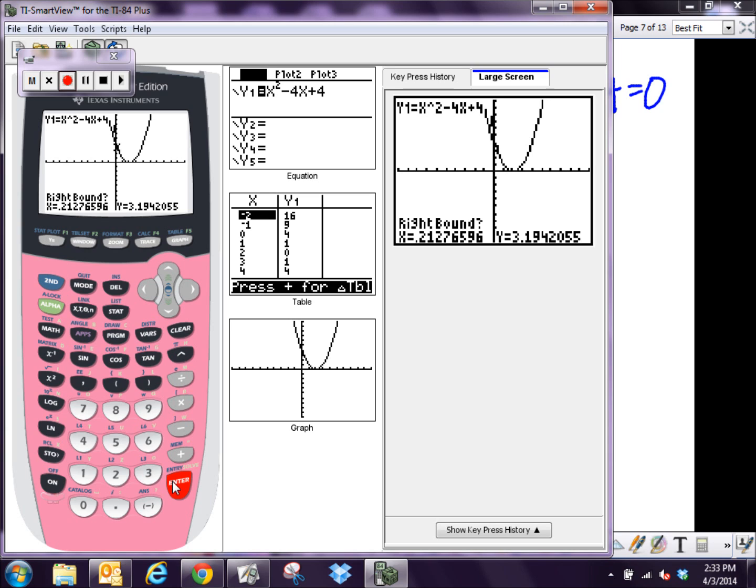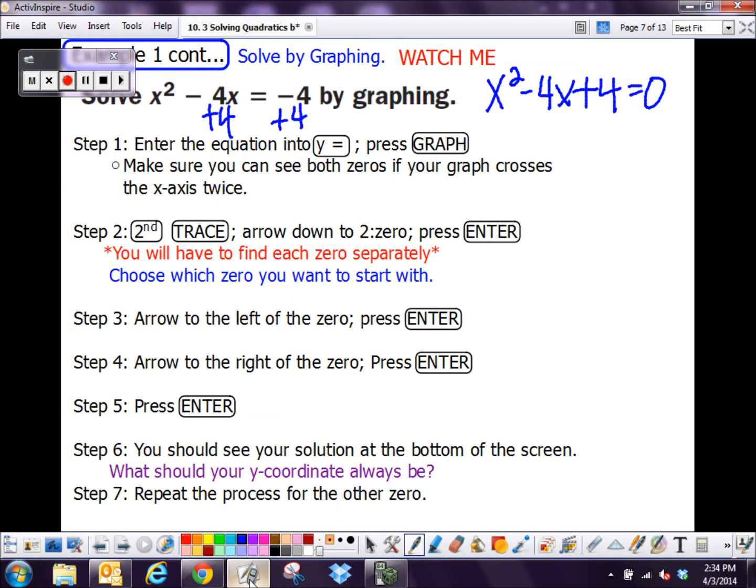Okay, and then I need to do the right bound. So I'm going to use my right arrow. You can see my point moving. It does not matter where you get that on the right side. It doesn't have to be even with the other one. It just needs to be to the right of your 0. You press enter, and we want to press enter one more time to get what our 0 is. Okay, and you can see here that it's 1.9999999. So if we were to round that, it's actually going to be at x equals 2.